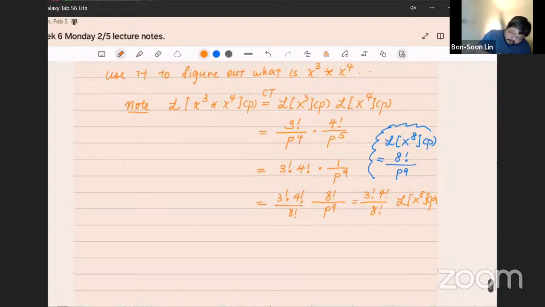So, conclusion: x cubed star x to the 4th is equal to 3 factorial times 4 factorial over 8 factorial times x to the 8th. Wow.